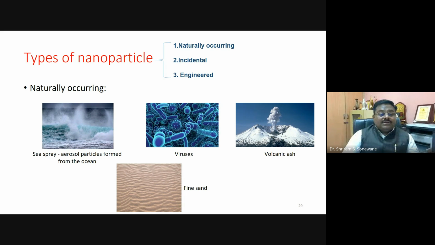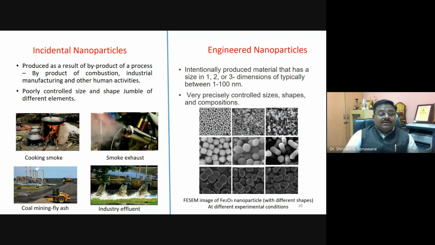Then viruses are naturally occurring. Volcanic ash, fine sands. So these are some of the examples where nature gives us particles which are also in the range or around the range of 10 to the minus 9 meter. Next slide. Some incidental nanoparticles.